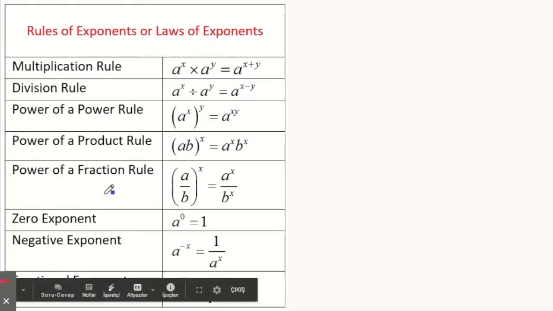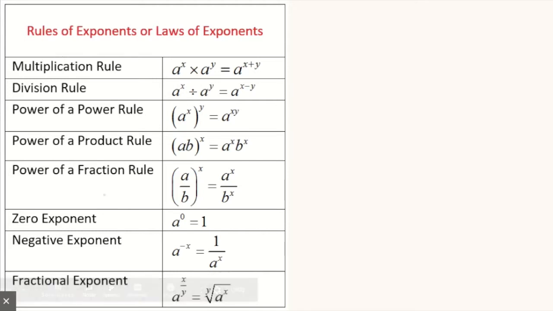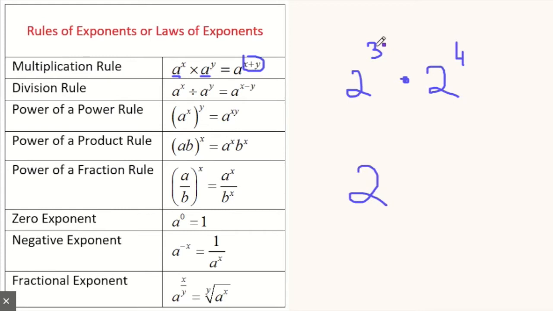These are the rules you need to know when you have exponents you need to combine or you're doing questions with exponents. The first is the multiplication rule. It says that if the base numbers are the same, you can just add the exponents and keep the base number. Let's do an example. 2 cubed times 2 to the 4th power. Just keep the base number the same and add the exponents. 3 plus 4 is 7. So your answer would be this.